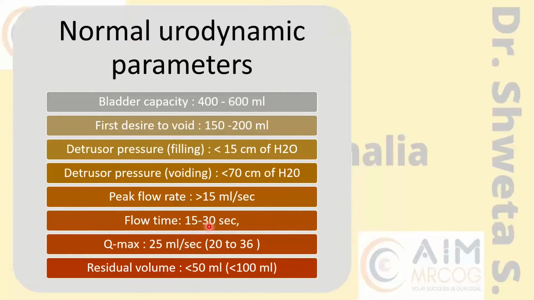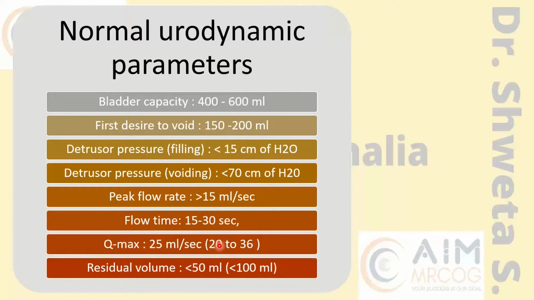So flow time is also very important. If she's taking longer time to flow, it means she's voiding against obstruction. Could be prolapse, it could be stricture, it could be because of your continence surgery, anything. So flow time is important. Flow rate is important. If the flow rate is less, it means she is voiding against obstruction.